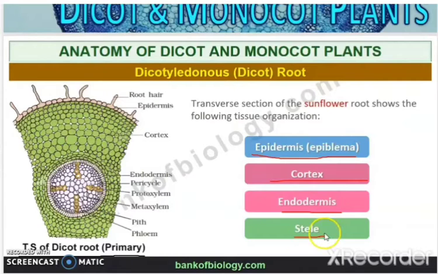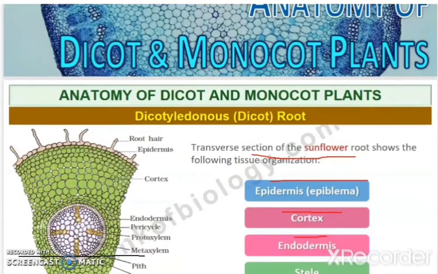The stele includes the pericycle, vascular bundle, and the pith, right? So we'll be learning about epidermis, cortex, endodermis, and stele. Let us learn about each of these parts in detail, and then we'll move on to the monocot root. As we said, we'll first learn about the epidermis. So let us see the epidermis portion.